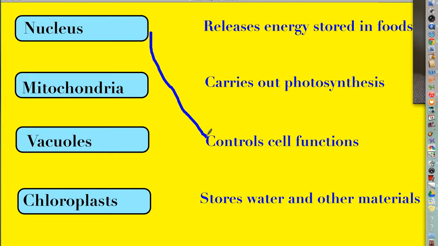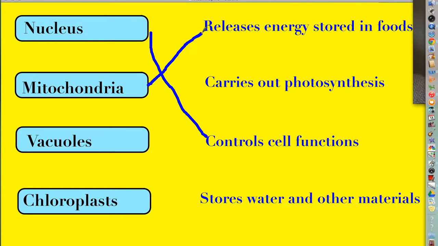Now, how is all of this powered? It's powered through a little bean-shaped organelle called the mitochondria. The mitochondria's job is to take oxygen and sugars, rip apart the sugars, and release the energy stored in it in the form of ATP so that the cell can use it. So the mitochondria releases energy stored in foods.